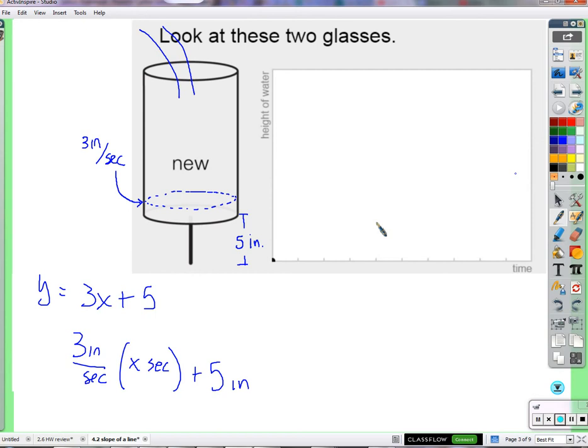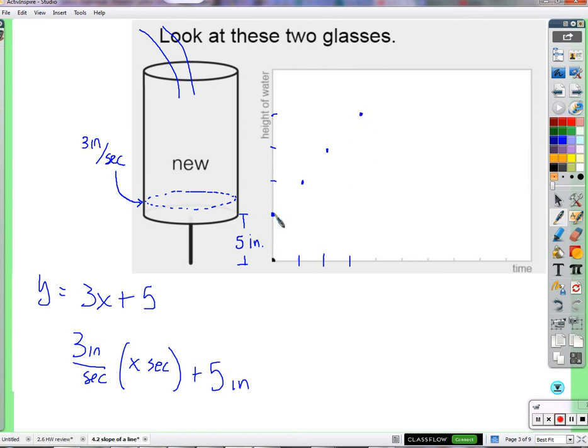Let's talk about this one. It starts off at 5 inches, right? A second goes by. Over 1, up 3 inches. Very good. Goes up 3 inches, and that would be about that. Goes up 3 inches from there. Another second goes by, what happens? 3 more inches. Total of 6 inches, right? Increased on top of 5 inches. Another second goes by. Another 3 inches.